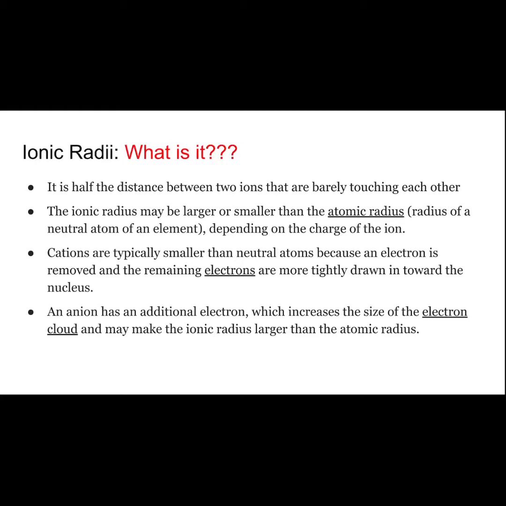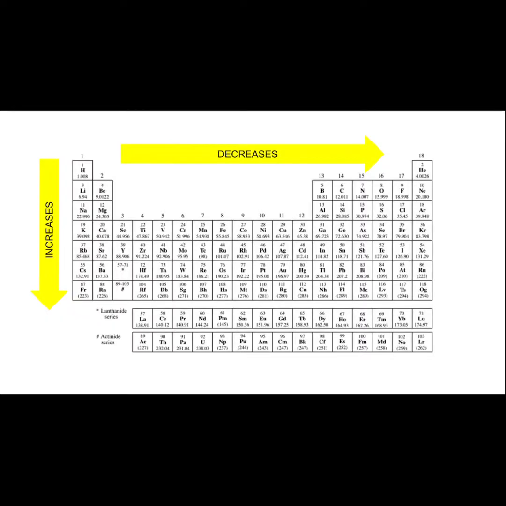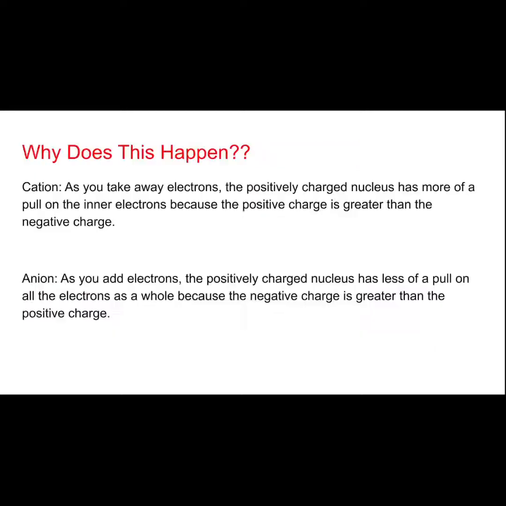So ionic radius is really when we're talking about anything that has a charge. It may have more or less electrons than it usually has. So again, it increases as we go down and it decreases as we go to the right.